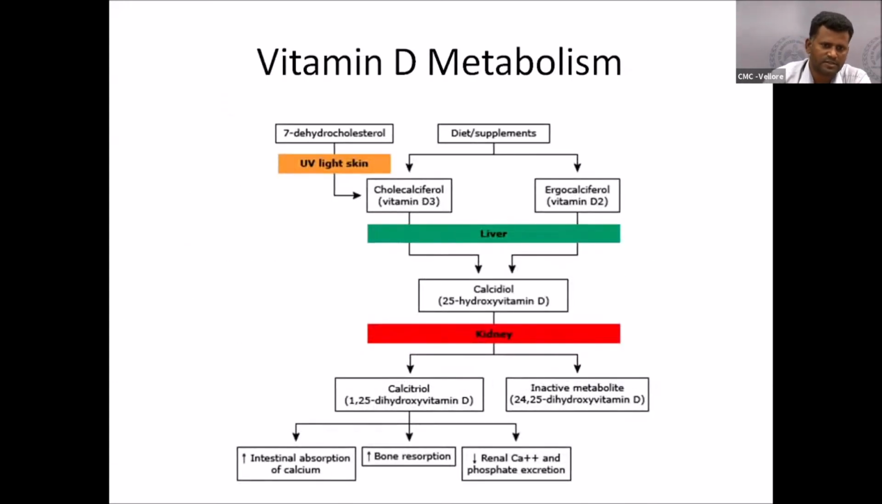So metabolism, as I told, 7-dehydrocholesterol after exposure to sunlight is converted to vitamin D3, and also from the diet we can get vitamin D3 and vitamin D2, which can be converted into calcidiol in the liver, and then later in the kidney it is converted into calcitriol and then inactive metabolites. And calcitriol increases the intestinal absorption of calcium and also increases bone resorption and decreases calcium excretion.